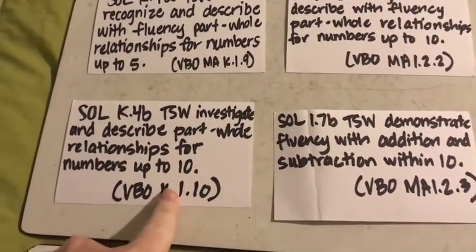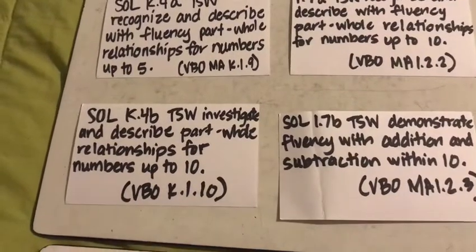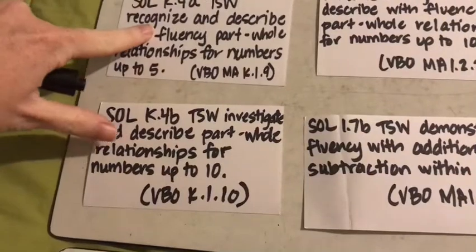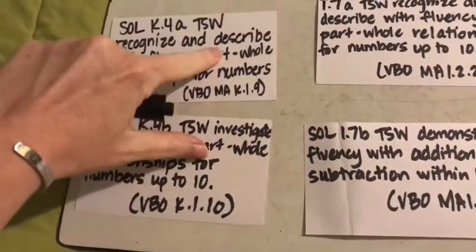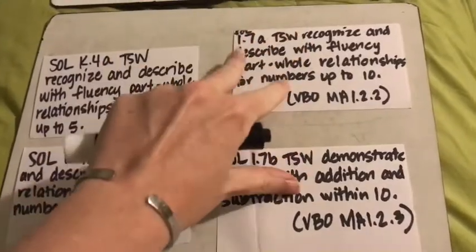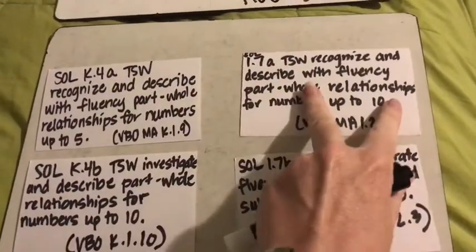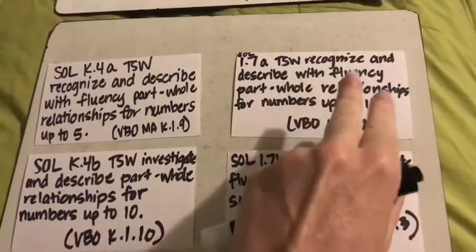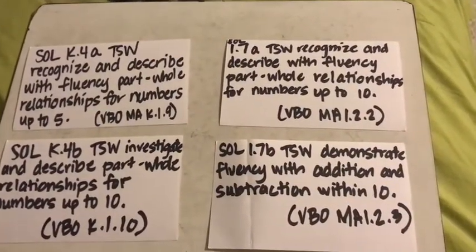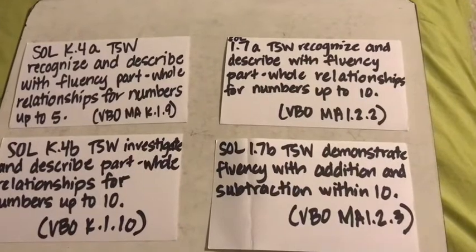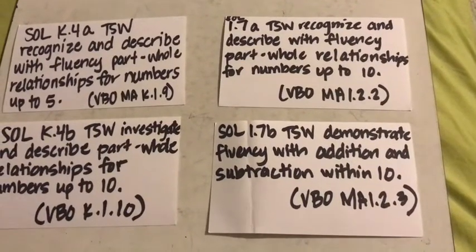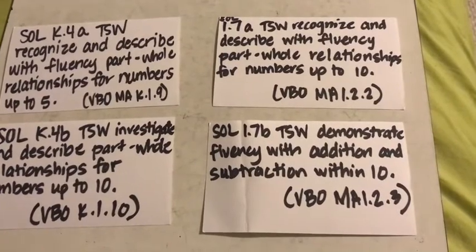and describe part-whole relationships for numbers up to 10. They're not required to do that with fluency, but it's expected that they are working on those numbers to 10 and developing some strategies for those. And then as you can see how this works as it vertically grows in first grade. In first grade, students are then expected to recognize and describe with fluency those part-whole relationships up to 10, and that's going to transfer to them demonstrating fluency with addition and subtraction facts to 10.